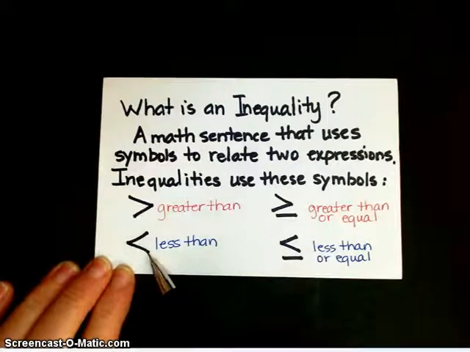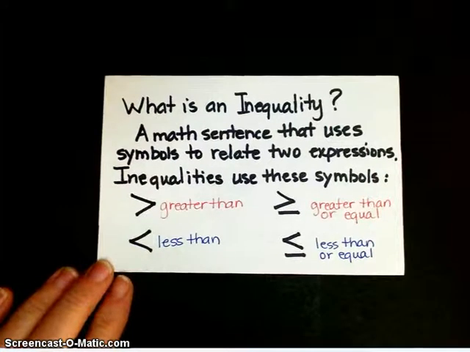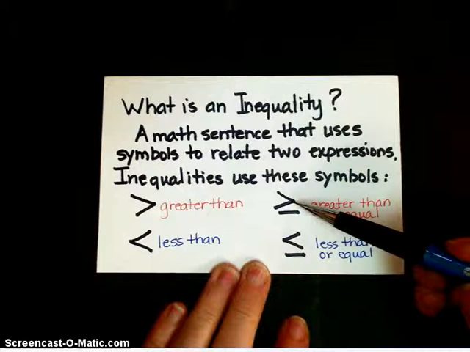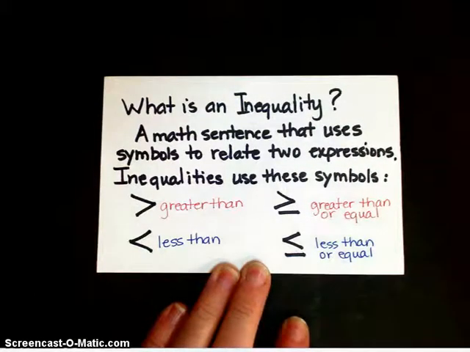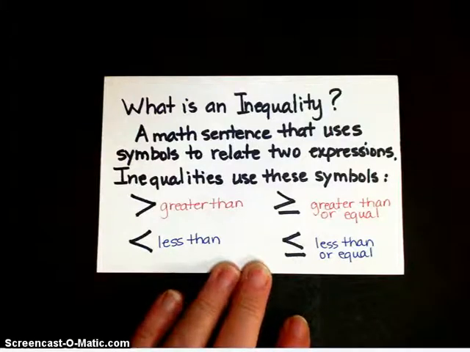This one means less than. And it all has to do with the direction in which the point goes. This one looks just like the greater than symbol, but you'll see a line underneath it. That means there is an equal component to that inequality. So these two symbols actually mean greater than or equal to, and less than or equal to. So those are the symbols that we use, and it's nothing more than a math sentence to compare two expressions.